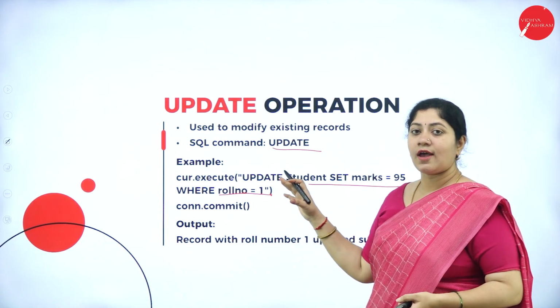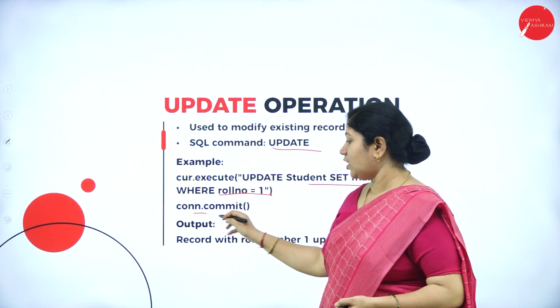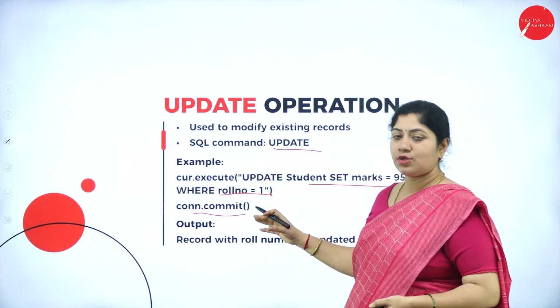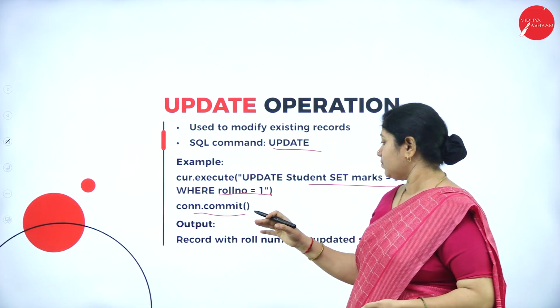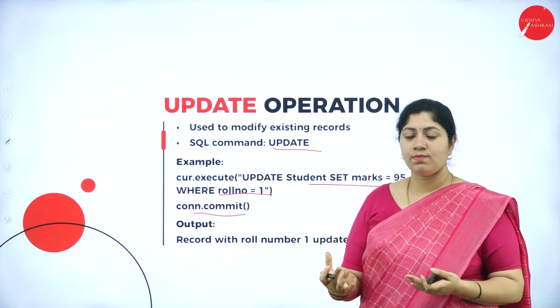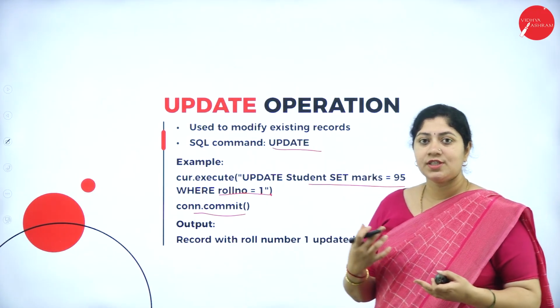So once I'm done with this, I have to confirm that this is right. For that, I'll be writing the connect.commit statement. Once the execution is completed, at the output, the table will be updated. Along with that, it can show us a statement that the record with roll number 1 is updated successfully.